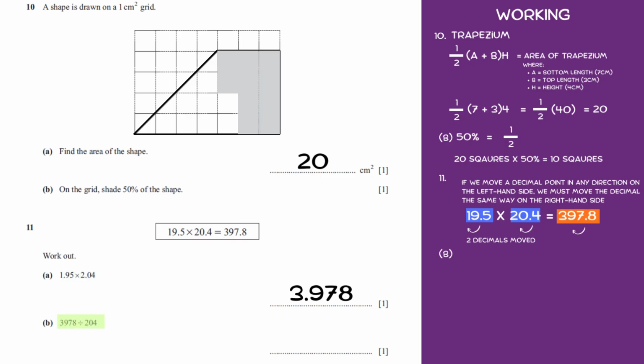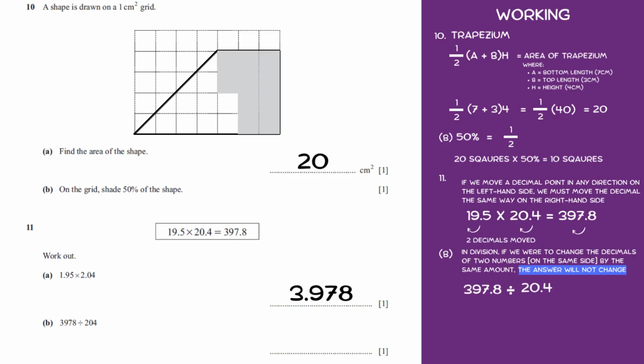With part B, due to the change in operations and decimals, it is important not to get confused. In division, if we were to change the decimal of two numbers by the same amount, the answer would not change. This is because each number is being multiplied by the same factor, leading to the same answer. For example, both 20 divided by 10 and 2 divided by 1 produce 2 as the answer, even though the decimals have changed.